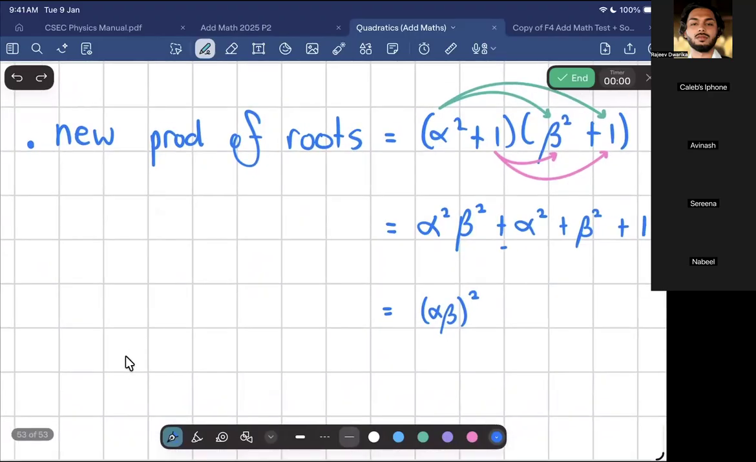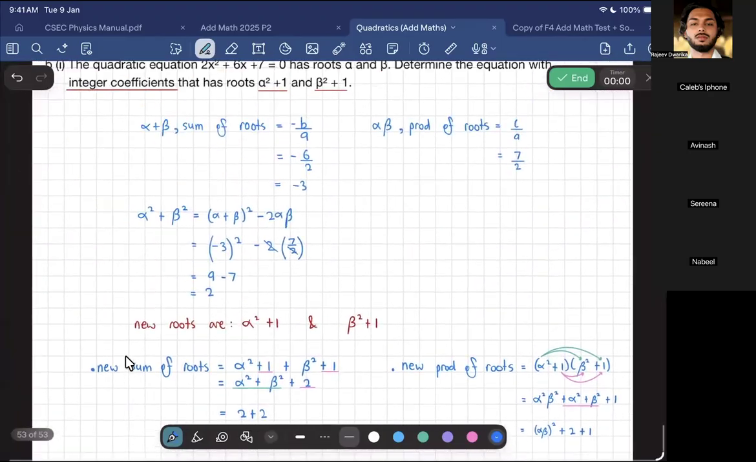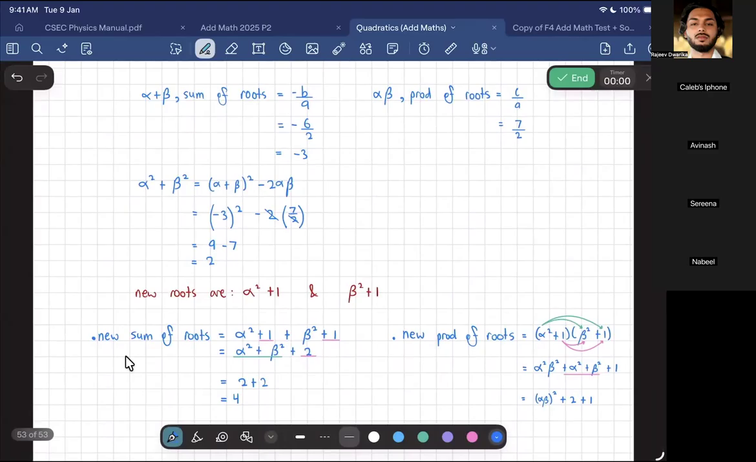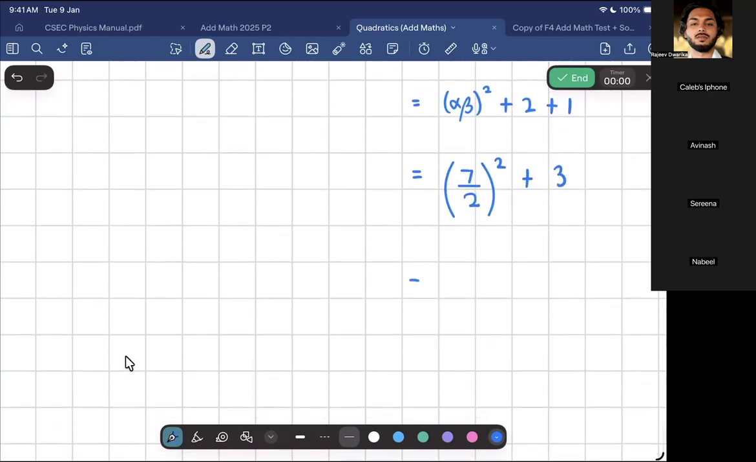So you see this part over here? I'm just going to replace that with what? 2. Right, with 2, plus 1. And alpha beta. Do I know what alpha beta is? Yeah, 7/2. Right, 7/2. So we are going to write 7/2 squared plus 2 plus 1 is 3. What is 7/2 squared?